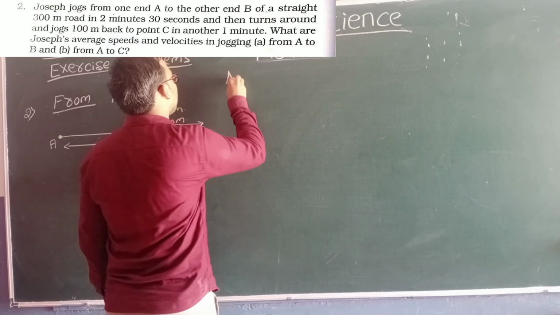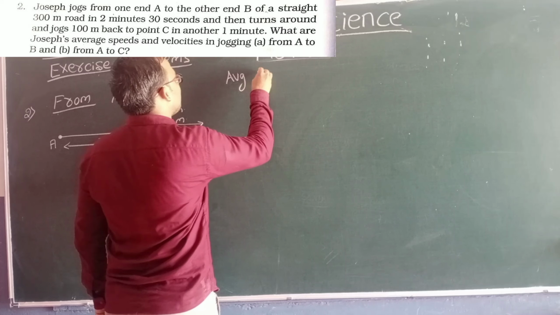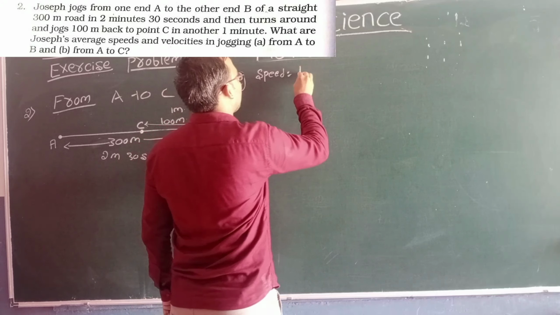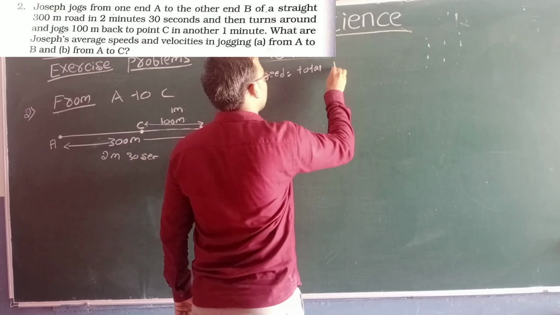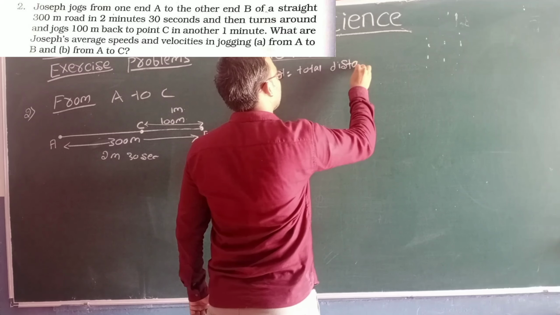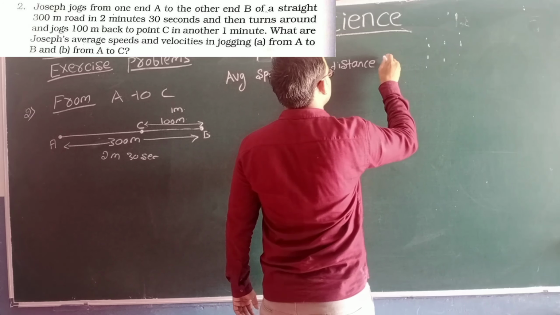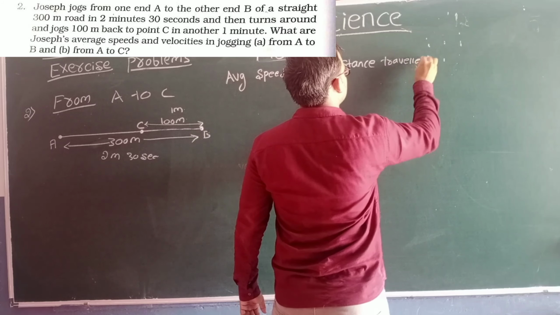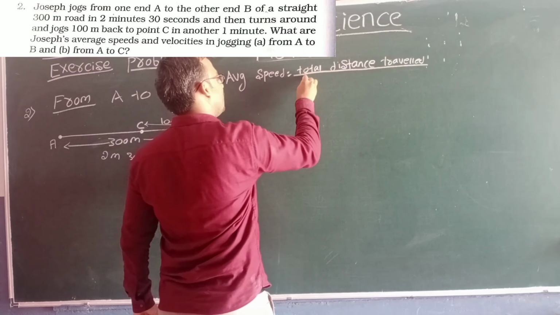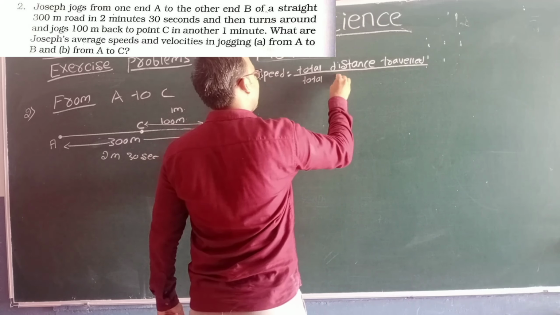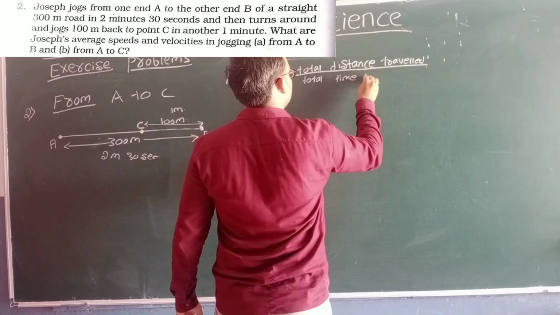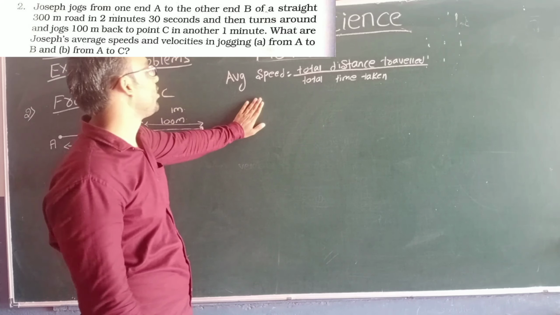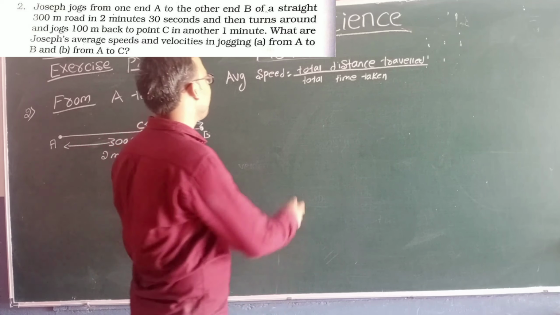So look at here. Average speed equals total distance traveled by total time taken. Okay, so average speed is equal to total distance traveled by total time taken.